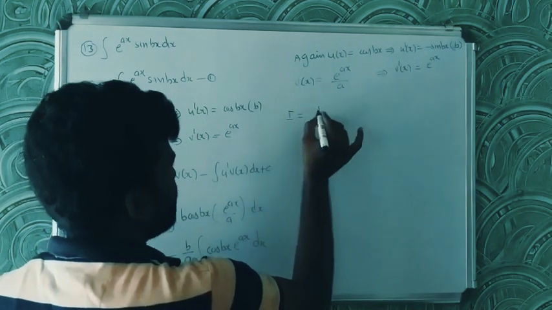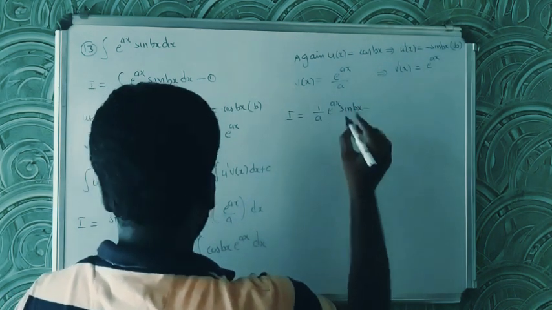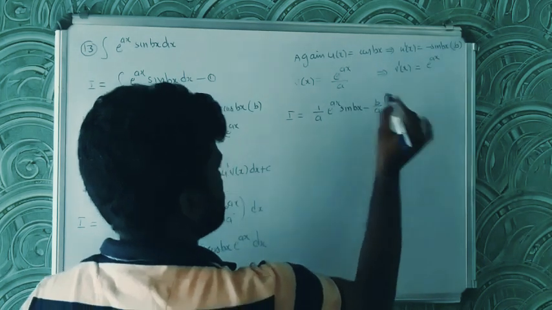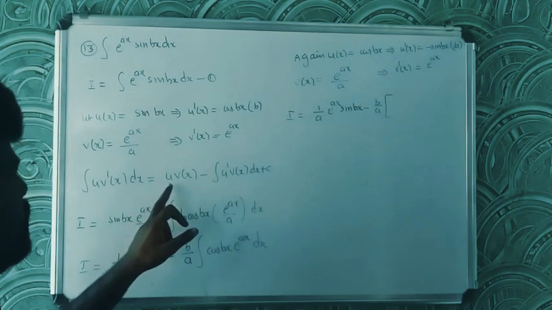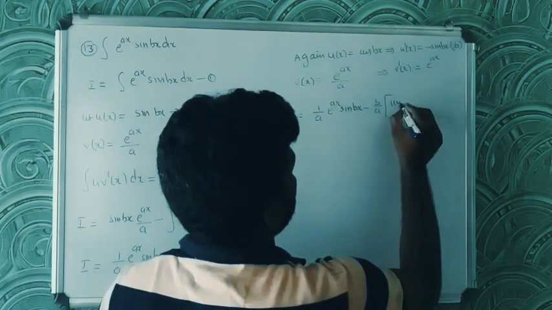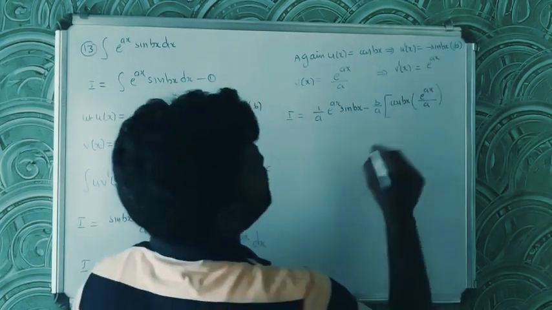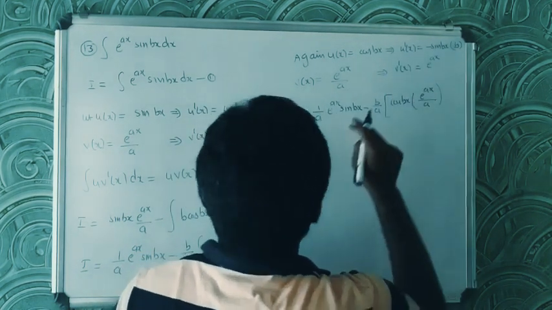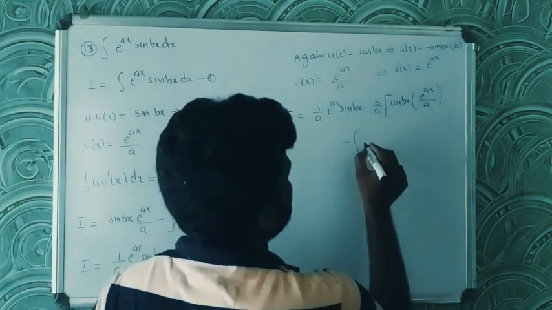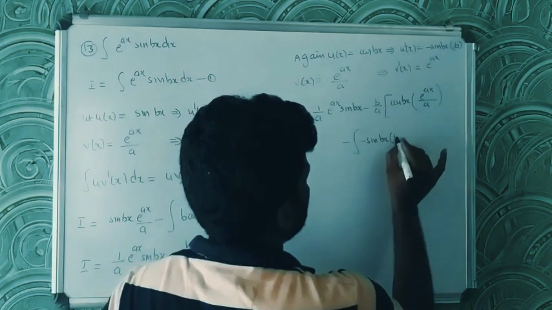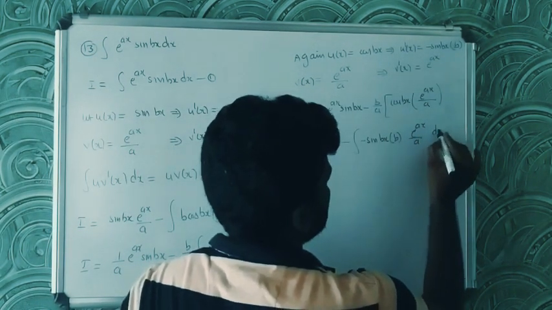So I is equal to 1 by a into e power of ax into sin bx minus b by a into the integration of cos bx into e power of ax, using integration by parts: uv of x means cos bx into e power of ax by a, minus integration of u dash of x, which means minus sin bx into b, into v of x, which means e power of ax by a, into dx.